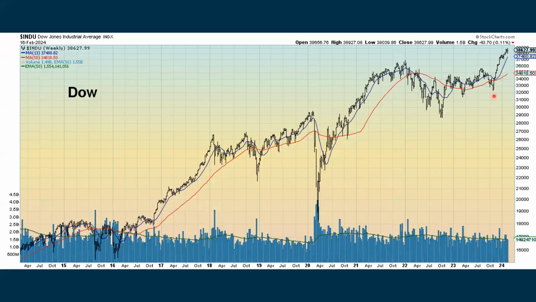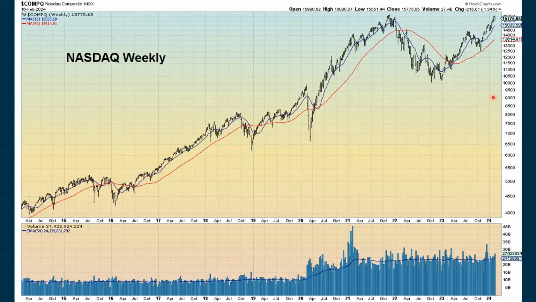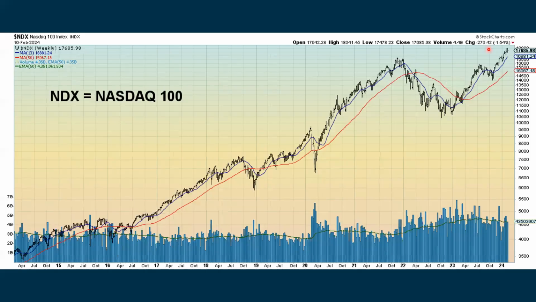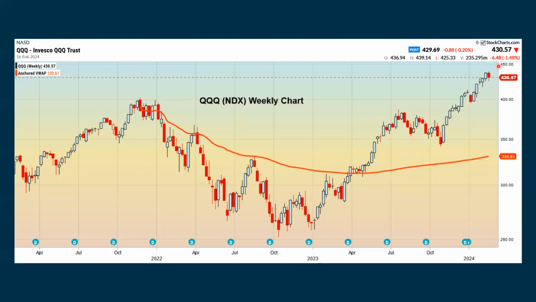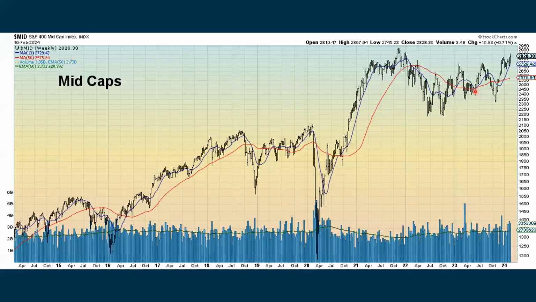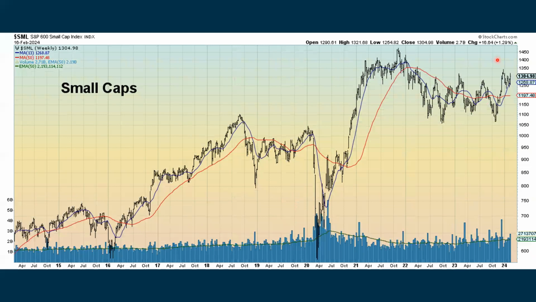The Dow, though, is still in an overall uptrend and coming off of setting recent all-time highs. The NASDAQ is still in an uptrend. The NASDAQ 100 is in a solid uptrend. This is a weekly chart of the QQQs. We had a down week, but we're coming off of recent all-time highs. The mid caps are in an uptrend, but not breaking out yet. The small caps are also in an uptrend, but not coming back to previous highs yet.